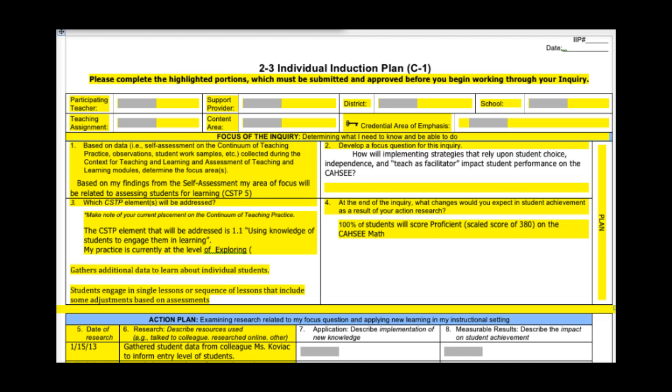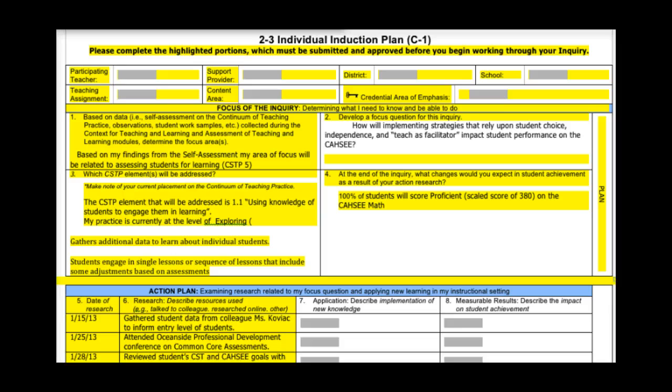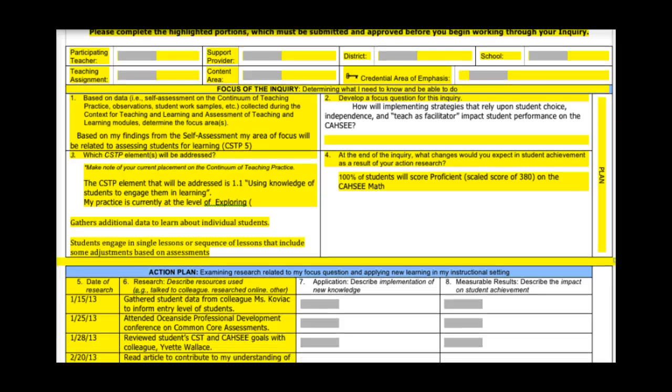What I've brought up on the screen now is an exemplar of an individual induction plan, 2-3. Will there be variation in these and how they're constructed? Yes. But again, we're going to go back to, is it well targeted? Is the participating teacher being clear? So as you know, there are certain areas highlighted, and these are the only ones that need to be completed on this initial submission of the IIP, or individual induction plan.